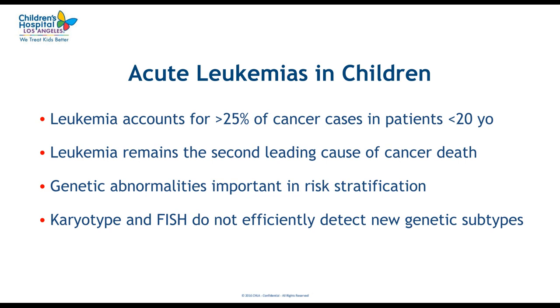And importantly, genetic abnormalities have a very significant role in risk stratification and choosing the right treatment for patients with acute leukemias. But we are reaching the point where our traditional methods of testing, karyotype and FISH, are not efficient in detecting all genetic subtypes that are clinically significant in this disease.